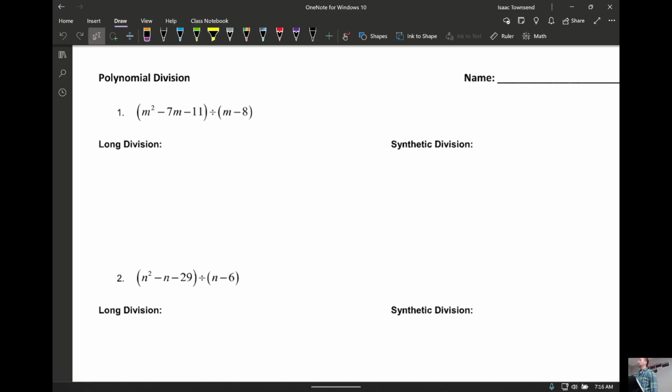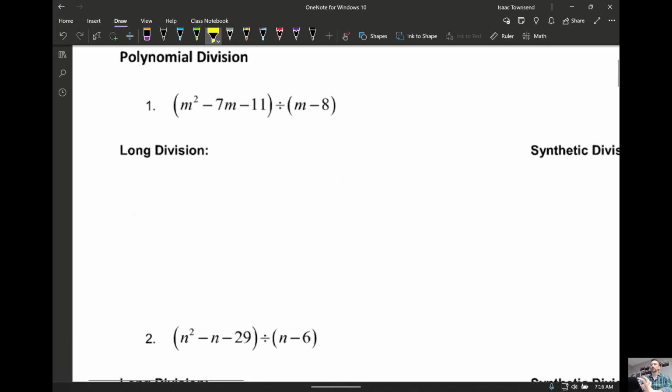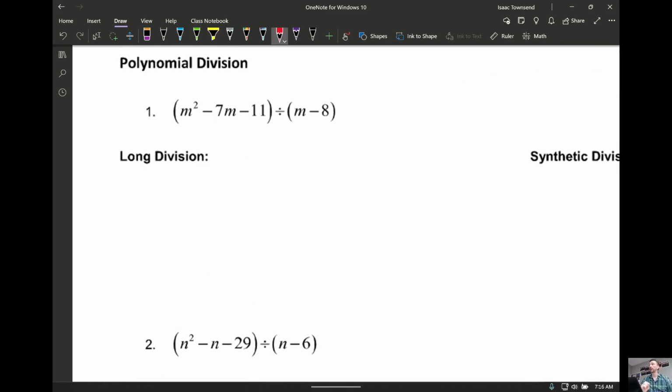Okay, so most of the questions on the front and back of the first page, instead of giving you twice the number of questions, I give you half as many, but I'm going to ask that you work them both ways, both with long division and synthetic division. So let's focus on long division for a minute and review how to do that.